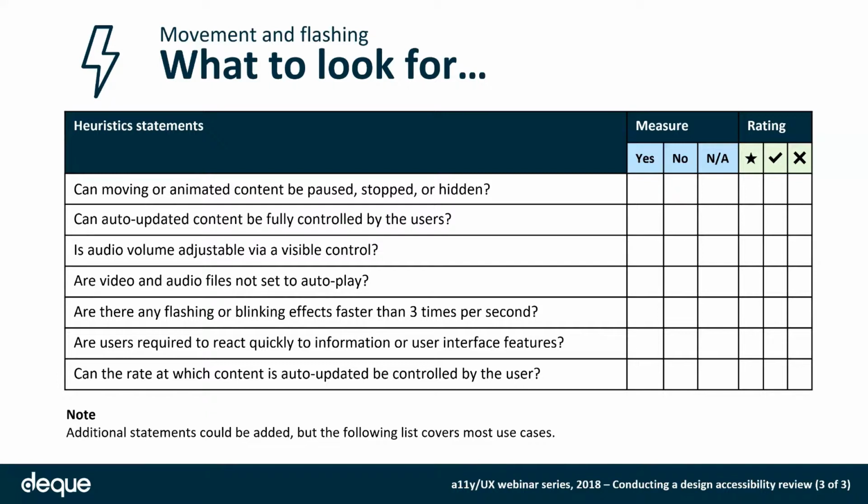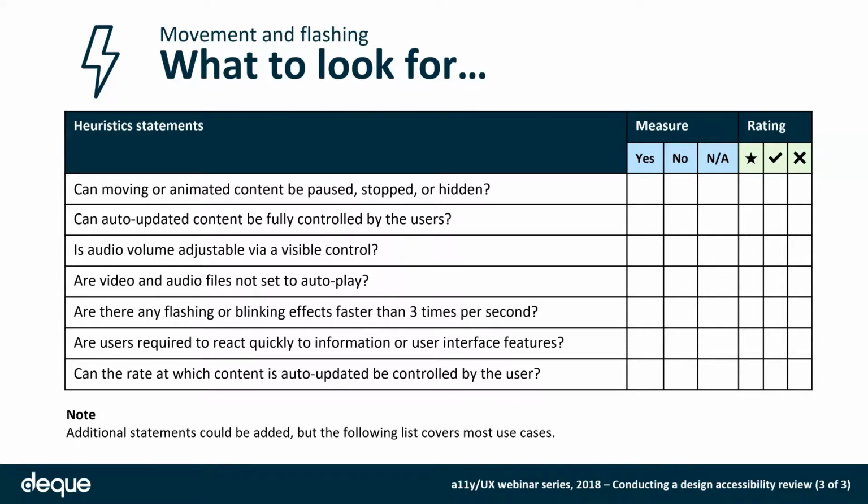Now, the most important one, I think, is: are there any flashing or blinking effects faster than 3 times per second? Because this can actually cause harm to a human life. This causes epileptic seizures, which sometimes become life-threatening. So do not have flashing or blinking effects that would occur 3 times per second.